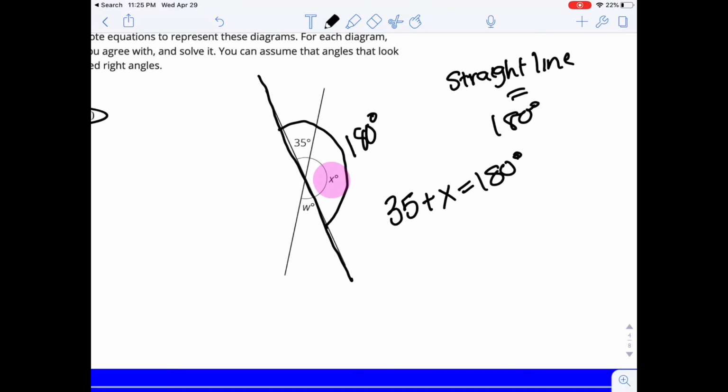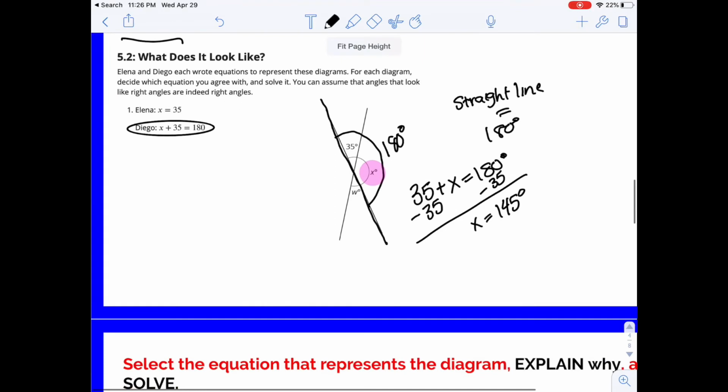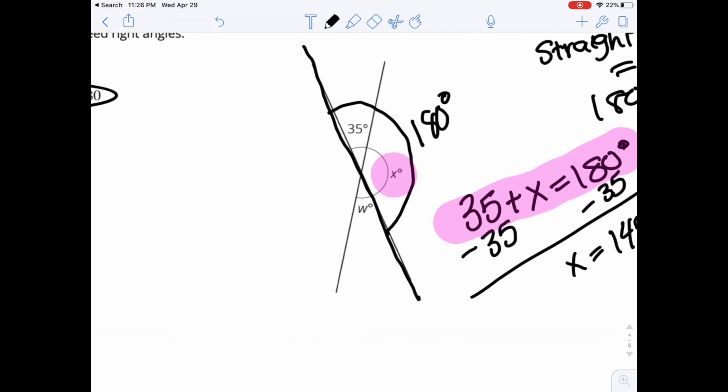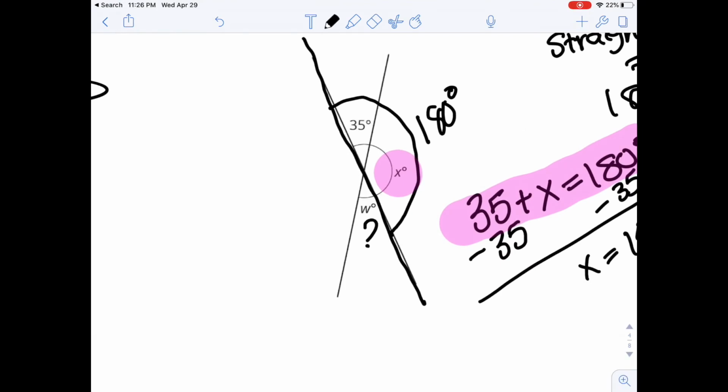So another way I can do this is solving my two-step equation. Minus 35, minus 35. X would equal 145 degrees. Okay? So X equals 145 degrees. We know that also. And look, I even used the equation Diego gave. So we know that's true. Now, what does W equal?